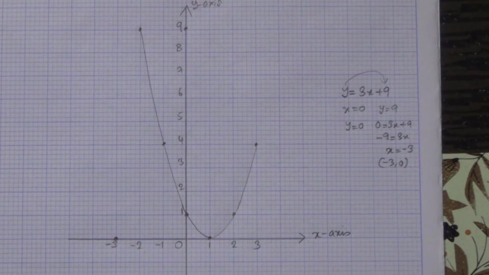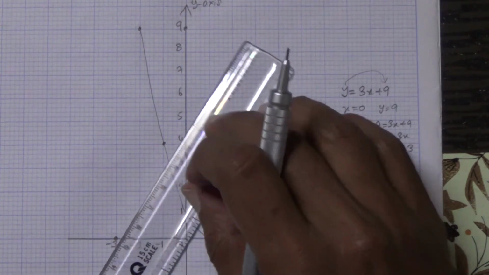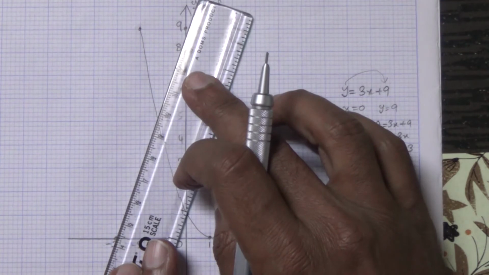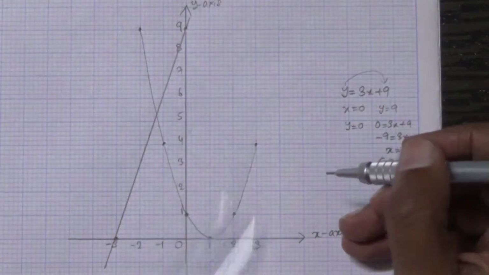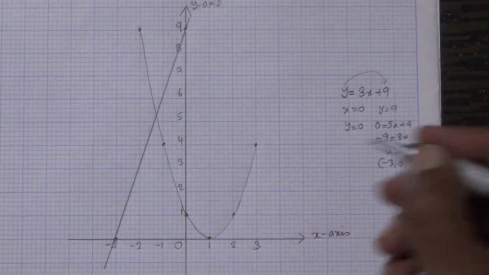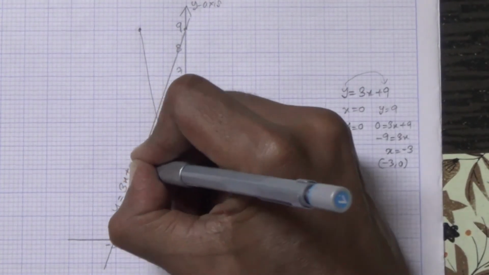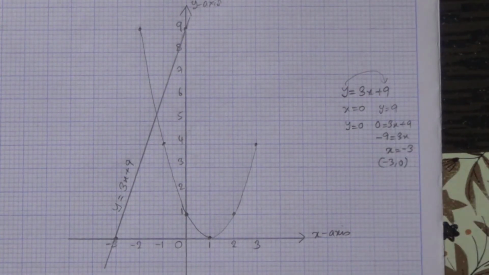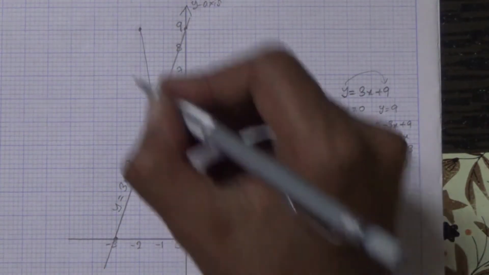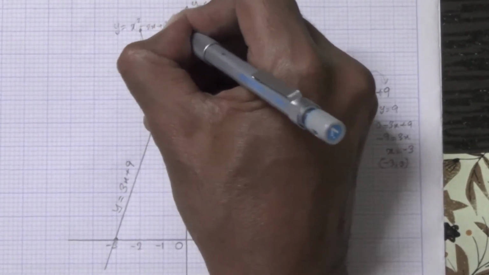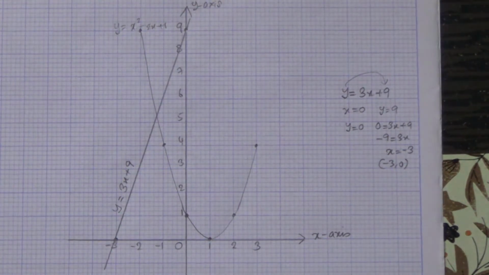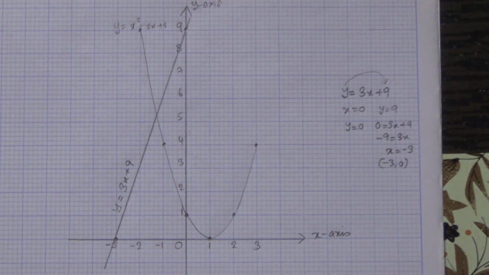Let's get a ruler here. So we got the line going like this. Here we go. And you can label these. Okay, you can write here y is equal to 3x plus 9. Okay, and also you've got the curve which has the equation y is equal to x squared minus 2x plus 1.